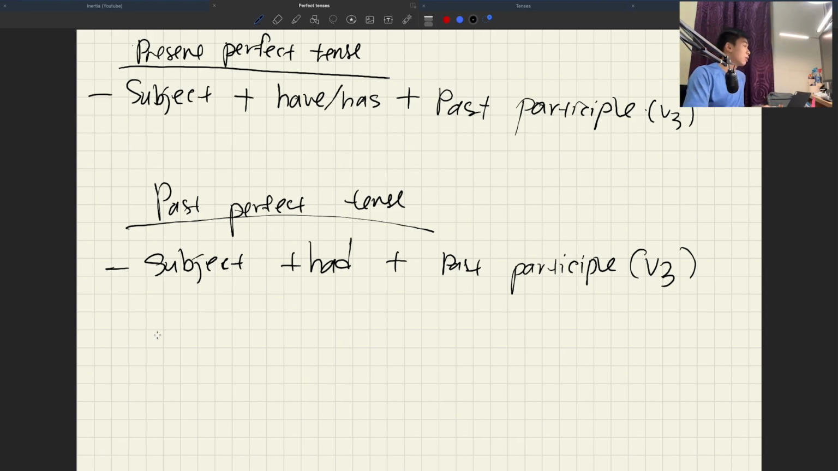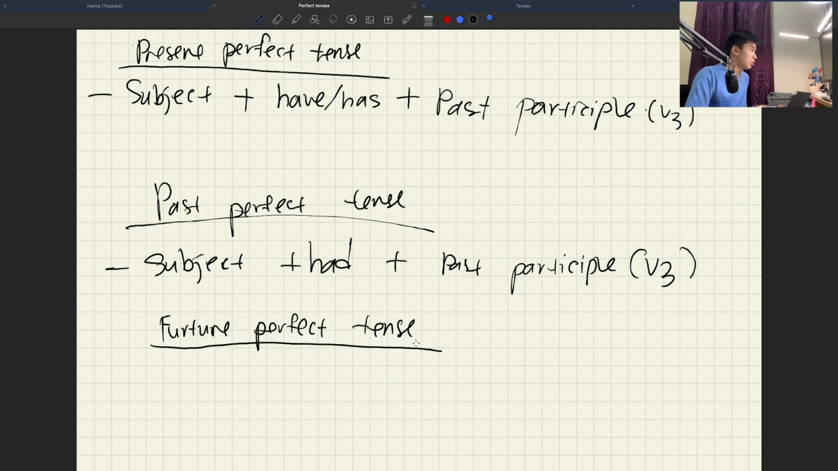Okay? So for future tense, I'm just going to write it again. I know I had written it down just now, but it's fine. I will write it again so that you can take a screenshot of what I had just drawn. So subject plus will plus have plus past participle.